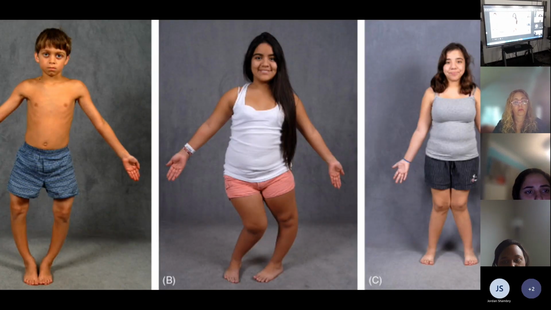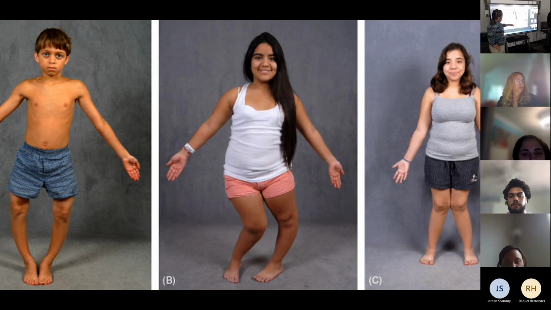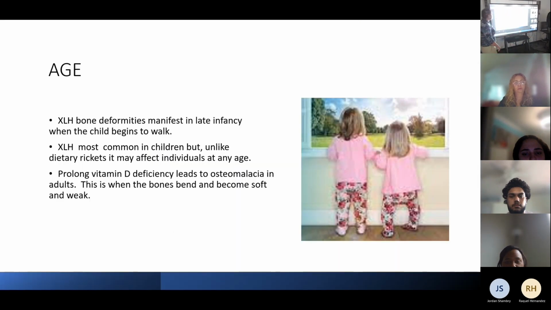So we're looking at these three types of deformities. The first type is the bowing at the knee level. The second one is the curving at the knee level. And the third one is what they call knock-knees, when the knees come together and knock. The deformities manifest in late infancy. Basically, when the baby is able to walk, that's when you will start seeing this bowing going on.